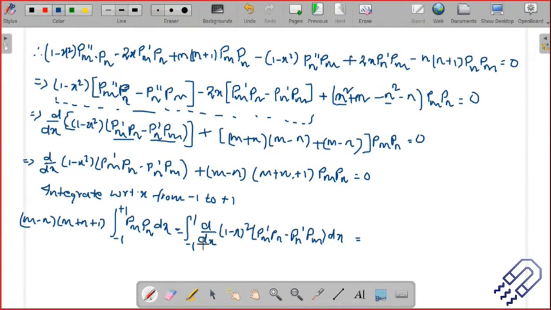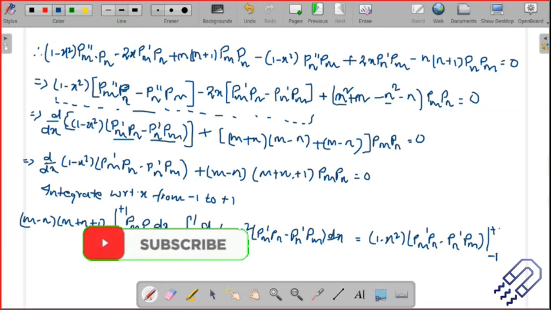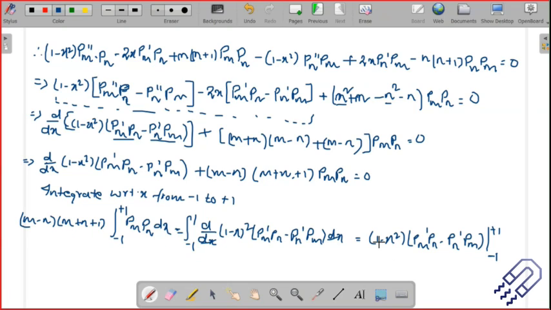This particular term is easy, right? You have this d/dx and dx gone, so we can just simply take it out like this: 1 minus x square, and this would be Pm dash Pn minus Pn dash Pm, and the limit would be minus 1 to plus 1. Now you see, if I put 1 here, this is 1 minus 1 whole square, which is nothing but 0. If I put minus 1 also, then also it becomes 0. So that means this entire term is nothing but 0.